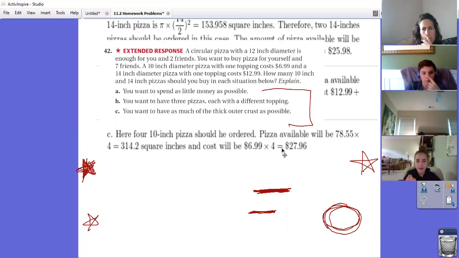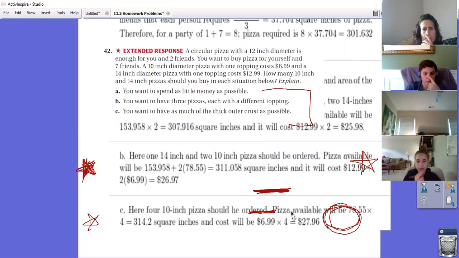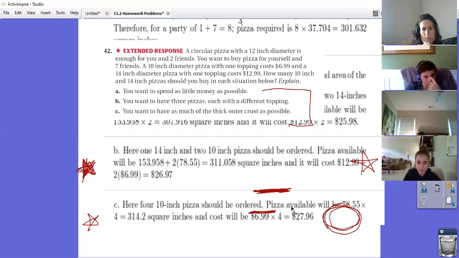And like we know about the toppings and stuff. Yeah, but part B should be have 3 pizzas, each with a different topping.